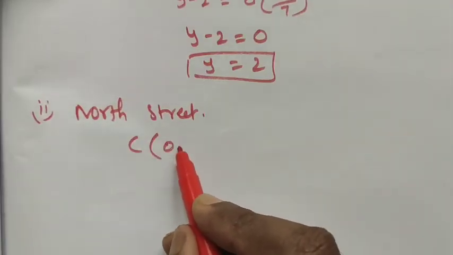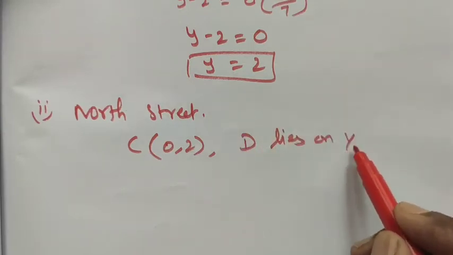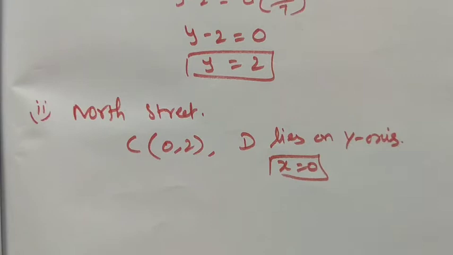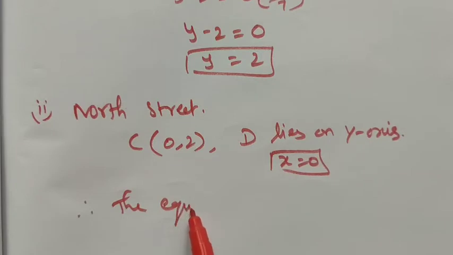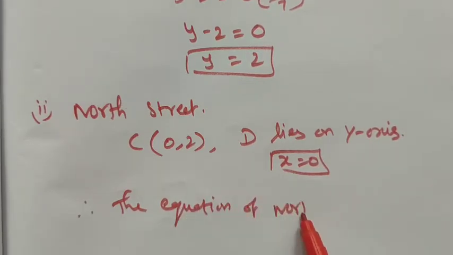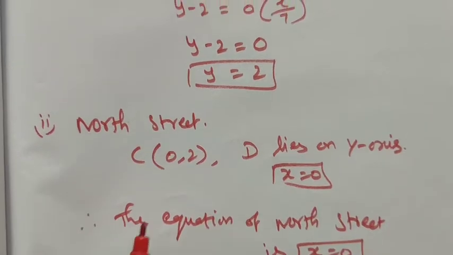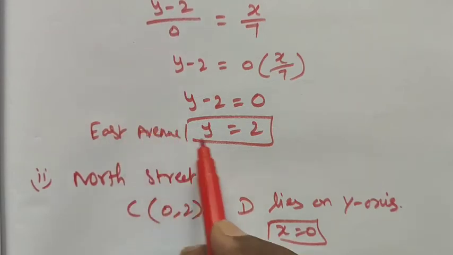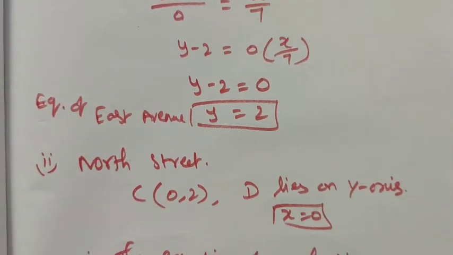So the C point is (0, 2). D lies vertical. D lies on the y-axis. If the point lies on the y-axis, then x equal to 0. Right? D lies on the y-axis, then x equal to 0. The equation of North Street is x equal to 0. The equation of East Avenue is y is equal to 2. We have found the equation of East Avenue, right?